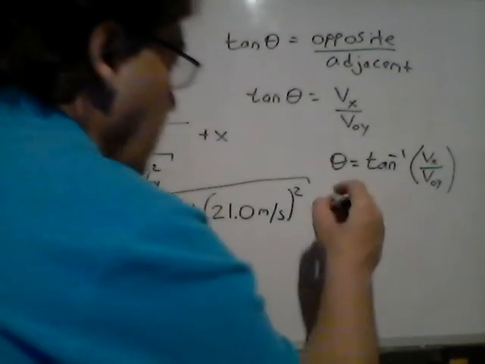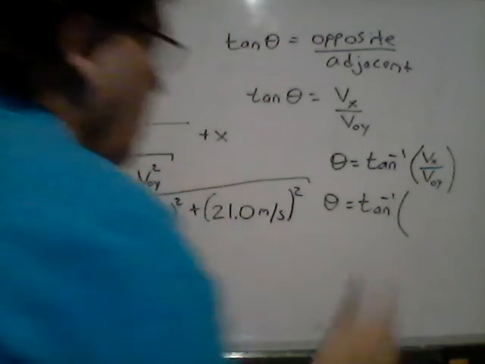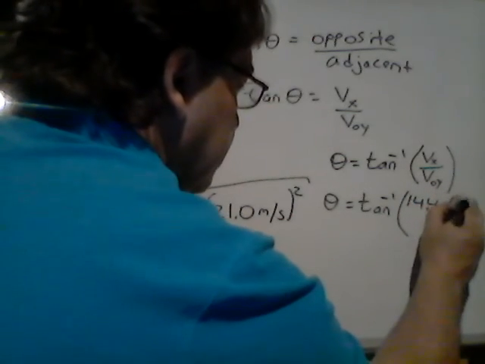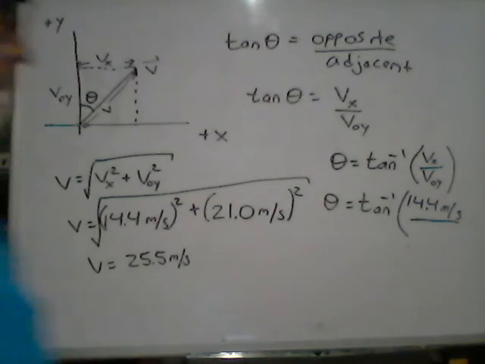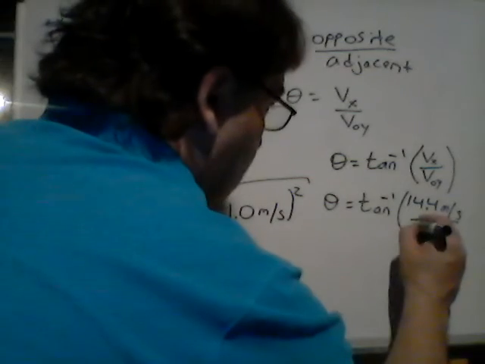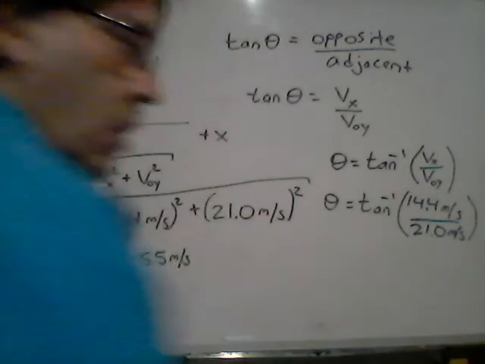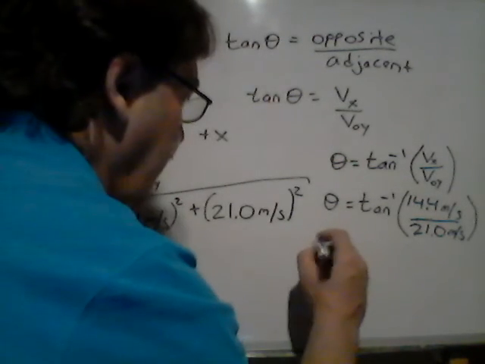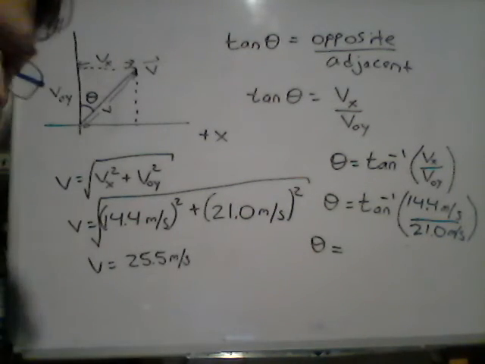Okay, so we'll plug in some values here. Theta is the inverse tangent. V sub x is 14.4 meters per second, and v naught sub y is 21.0 meters per second. So again, the tangent function is unitless because the meters per second cancels out. And so if I do this math, I find the inverse tangent, I'll find out that theta is equal to 34.4 degrees.